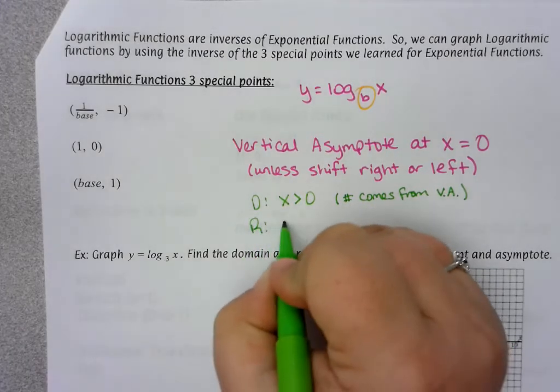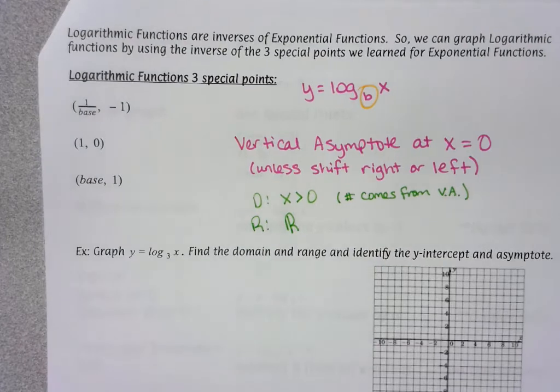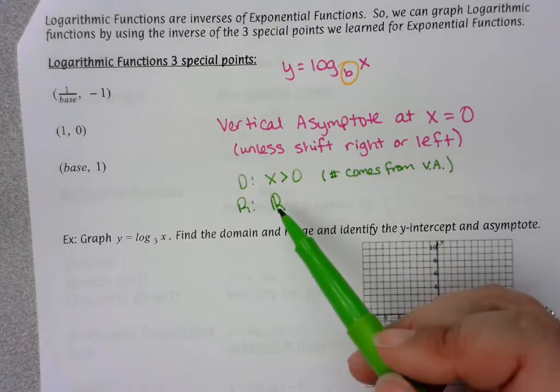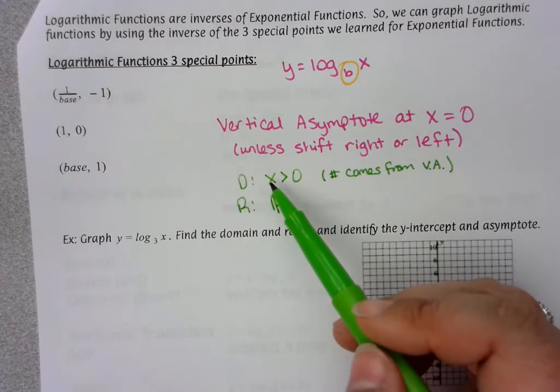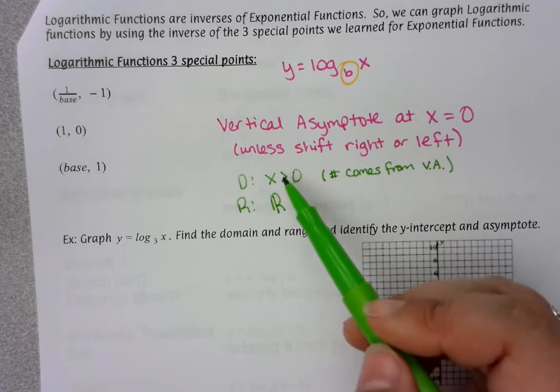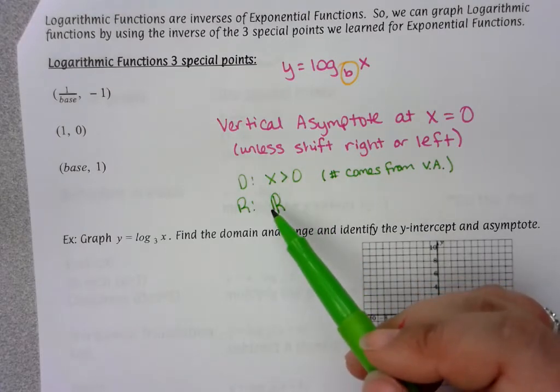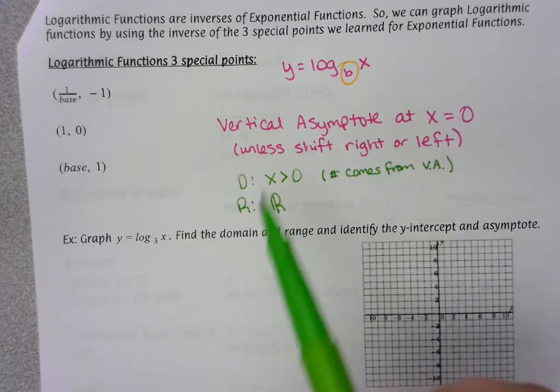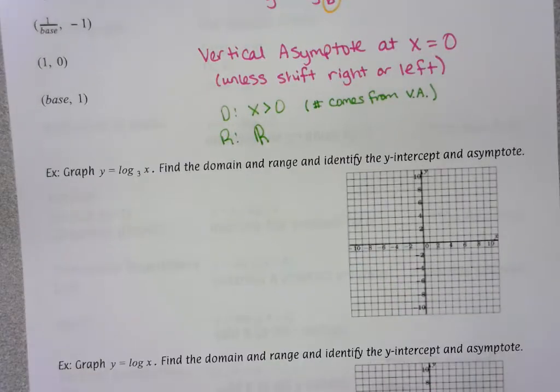The range on these, you'll see, is going to be all real numbers. So you might notice that this looks familiar, but it was the domain when we did exponential, and this kind of looked familiar, but it was the range when we did exponential. And the reason why they flipped is, again, because these are inverses.